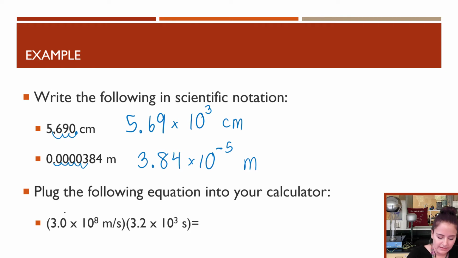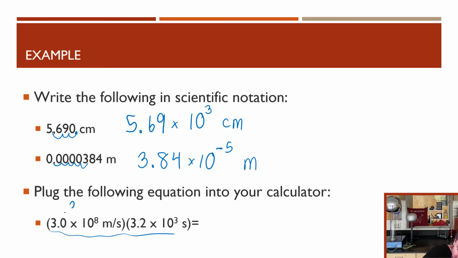Now, when you're plugging it into your calculator, something like this multiplication problem, we have 3.0 times 10 to the 8th meters per second times 3.2 times 10 to the 3rd seconds. So we got the speed of light, okay, times 3.2 times 10 to the 3rd seconds, which is for a little less than an hour, okay?